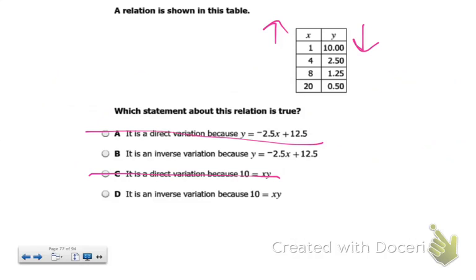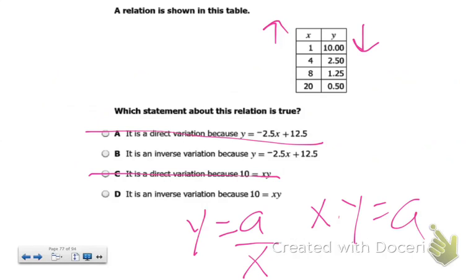Well, then you know the form for inverse variation is either y equals A divided by x or x times y equals A. B is actually in slope-intercept form. So that doesn't make any sense. So it has to be D because it's the only one in the right form. But then you can also plug in the numbers and check. So is x times y 10? Well, 1 times 10 is 10, 4 times 2.5 is 10, 8 times 1.25 is 10, and 20 times 1/2 is 10. Okay, and that is it for this section.